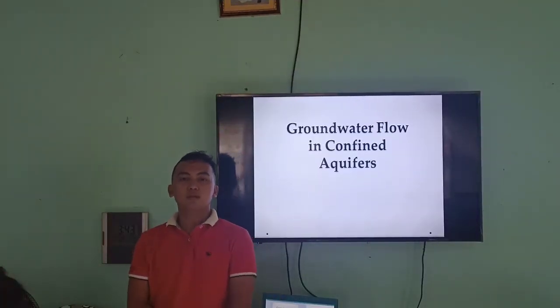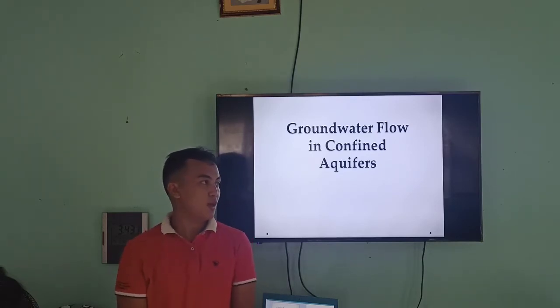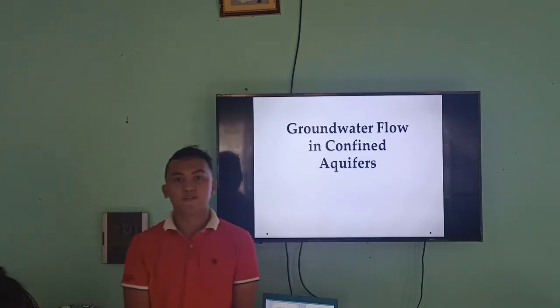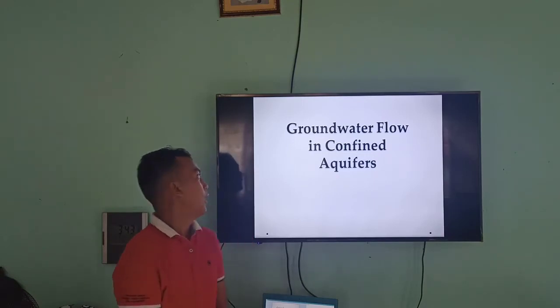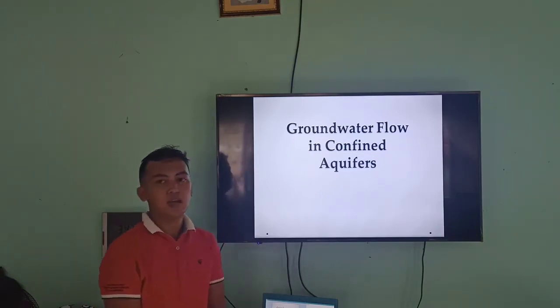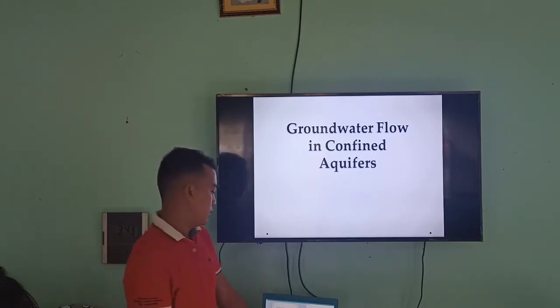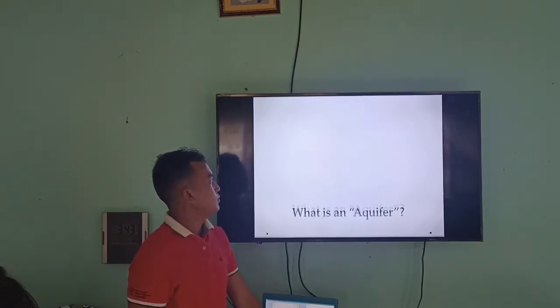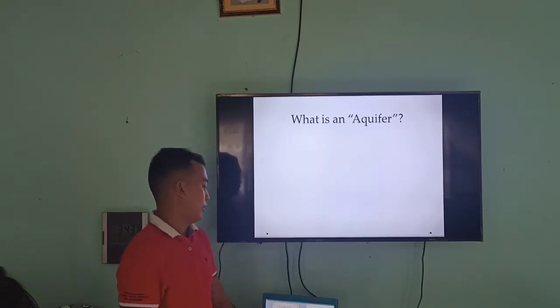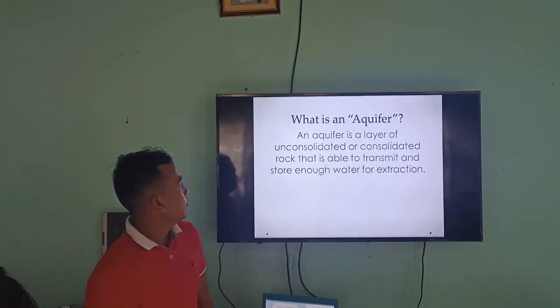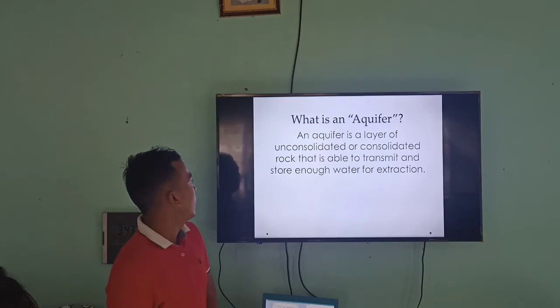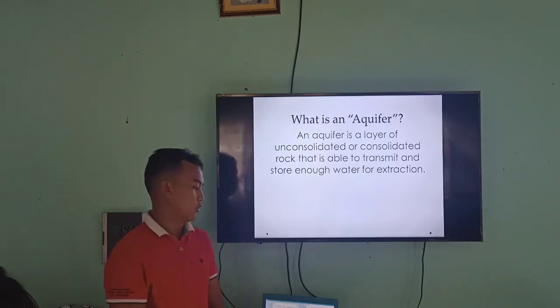Good day, everyone. For the subtopic of basic subsurface flows in hydrology, we have groundwater flow in confined aquifers. And first, we must know what is an aquifer and what is a confined aquifer. So first, what is an aquifer? An aquifer is a layer of unconsolidated and consolidated rock that is able to transmit and store enough water for extraction.